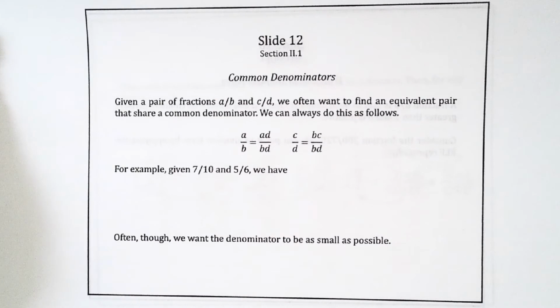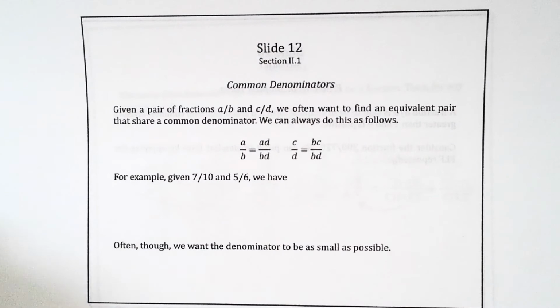This is the fourth mini lecture for section 6.1 of the textbook. Now let's talk about common denominators. Given a pair of fractions a over b and c over d, we often want to find an equivalent pair that share a common denominator.